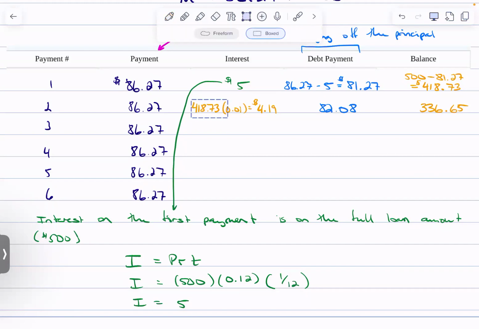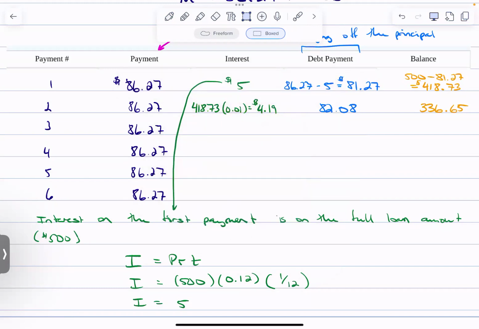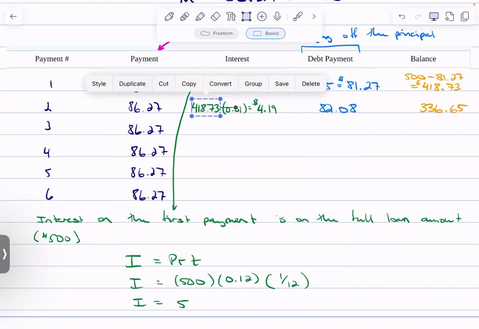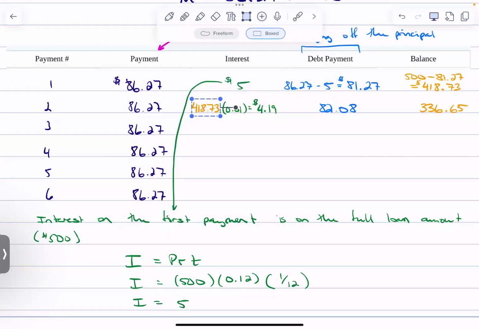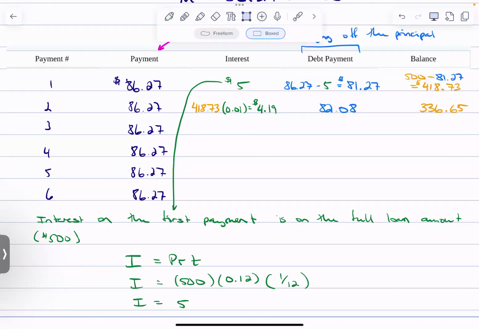Maybe I should make this green. I don't know. Maybe this should be orange, just to indicate where it came from. But by that logic, this should be green. This should be blue. There, I think I did it. Cleaned it all up. Chain reaction.